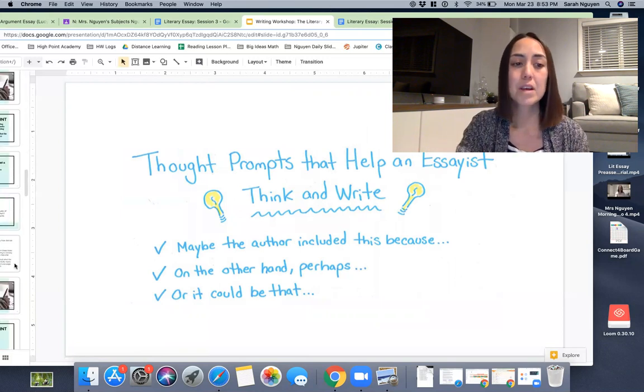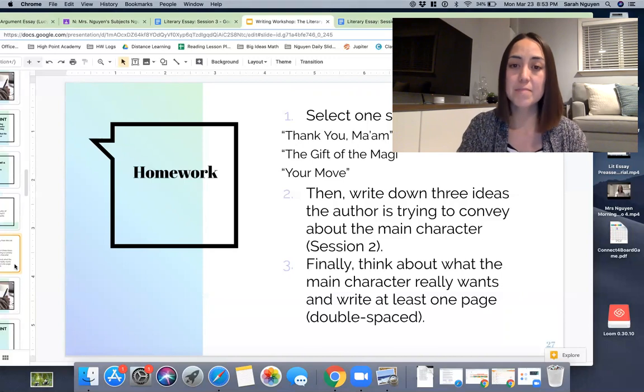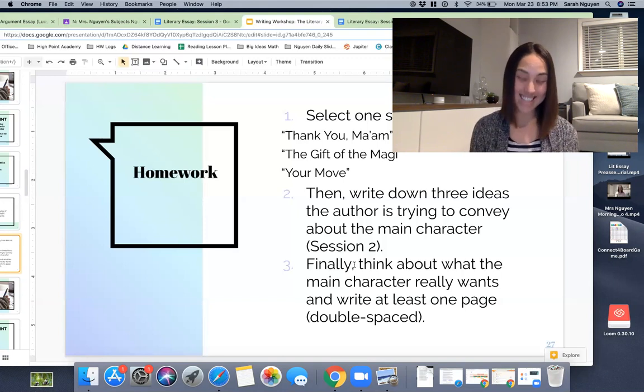And then you're going to do what I just did and write 1 page, double-spaced, that kind of expands on the ideas that you're having. So I hope that makes sense. That was a lot of information.